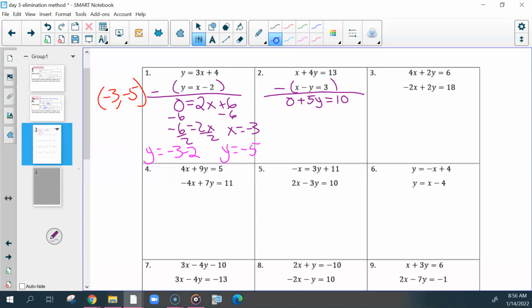I meant to say this earlier. These weren't in slope-intercept form, and that's okay. As long as they line up, it's fine. So here, divide both sides by 5, so that y equals 2.